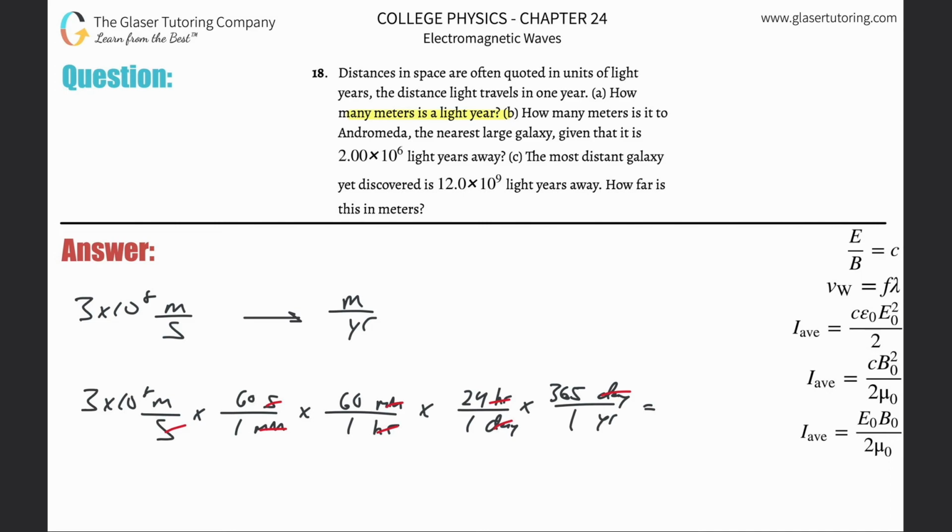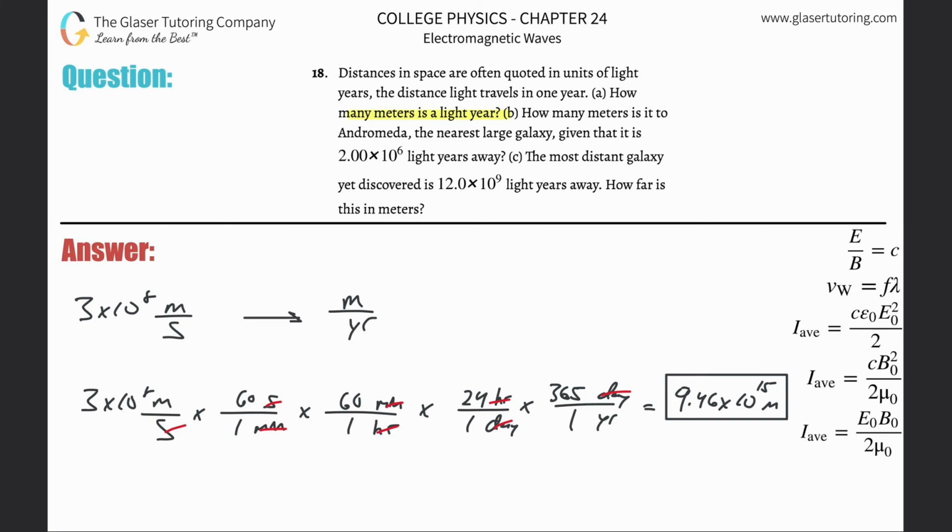So this works out to be about 9.46 times 10 to the 15th meters. Technically it's meters per year, but we're just going to leave it in terms of meters, because it generally denotes a distance. It's just the distance light travels in a year.